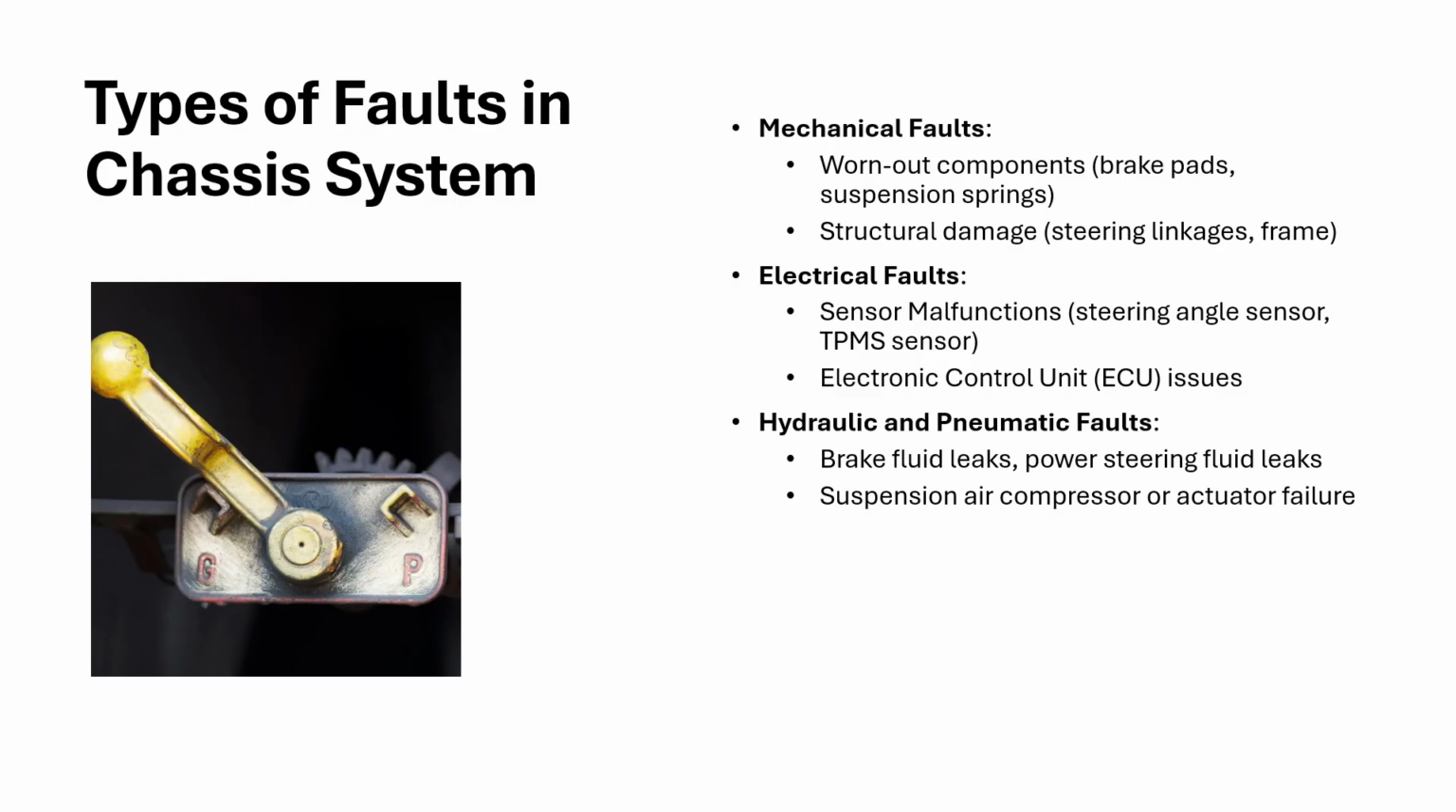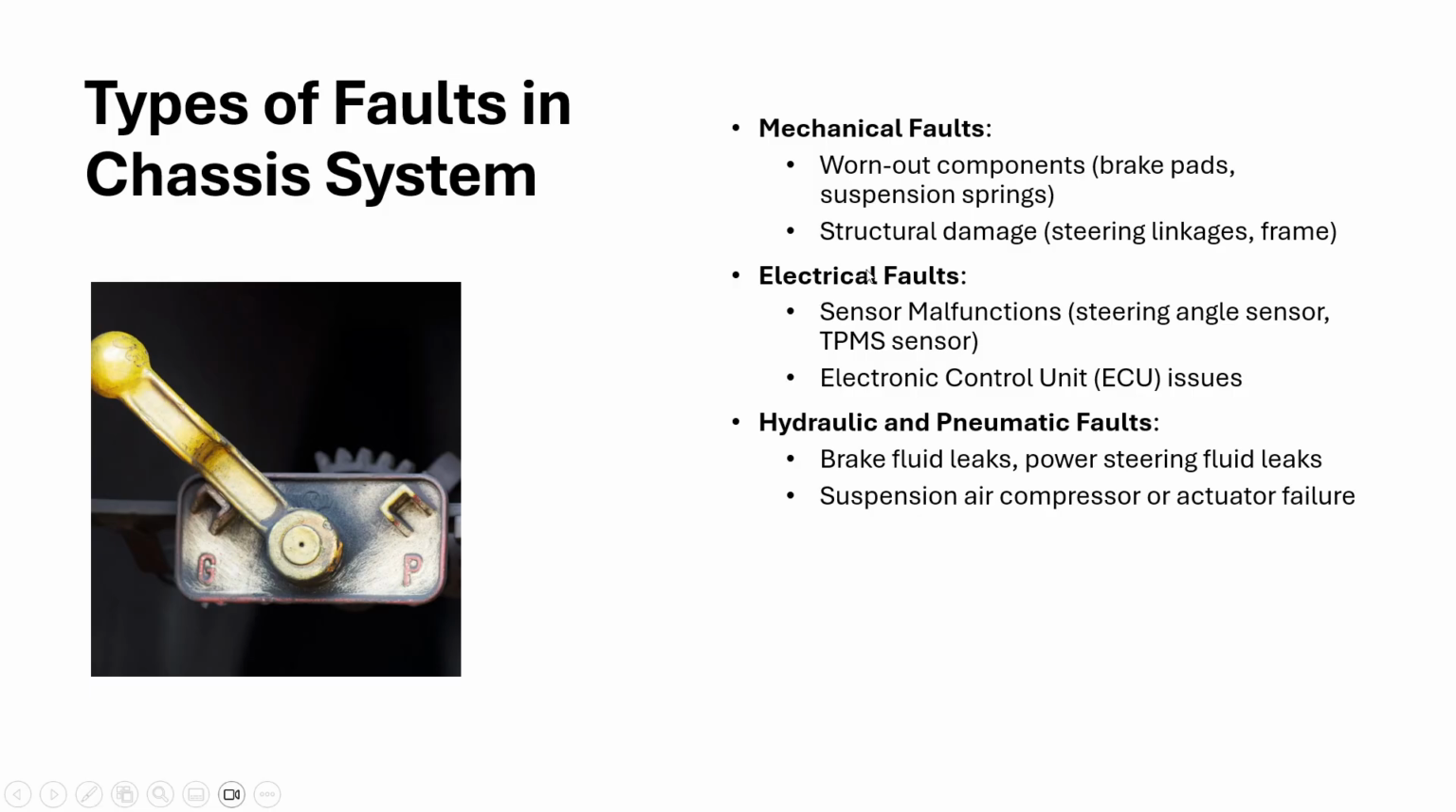Types of faults in chassis system. There could be three types of faults. First one, mechanical faults. For example, worn out components, especially brake pads and suspension springs, may introduce mechanical faults, or structural damage, maybe steering linkage and frame damage. There could be some structural damage under mechanical faults.